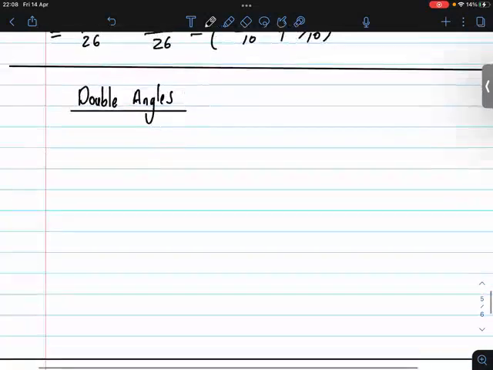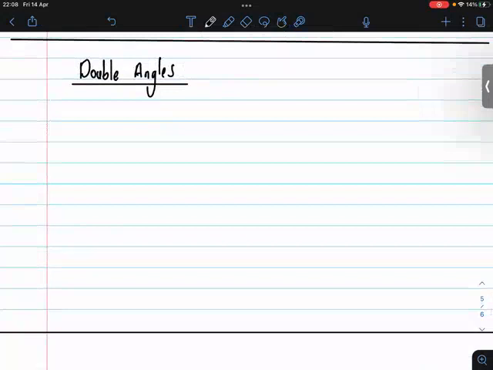Okay. So now, how do we solve double angles? Let's look at sine double angles. We know that sine of 2A is the same as 2 sine A cos of A. Do you see that? Do you see that, guys?